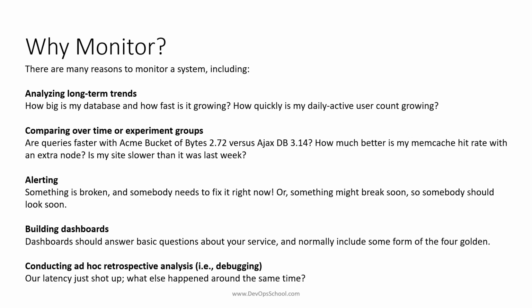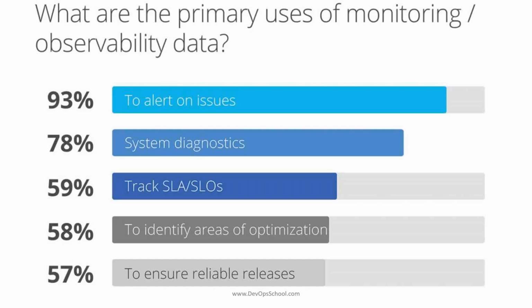You want to have alerting, so when something goes beyond the threshold, we need alerting on that. Building a dashboard means we want visualizations of what's going on in our infrastructure, production environment, pre-production environment, and so on. We also want to conduct ad hoc retrospective analysis, i.e. debugging, for anything that goes off. For example, latency has just shot up, so you want to troubleshoot why it has shot up. So these are the primary reasons why we do monitoring.